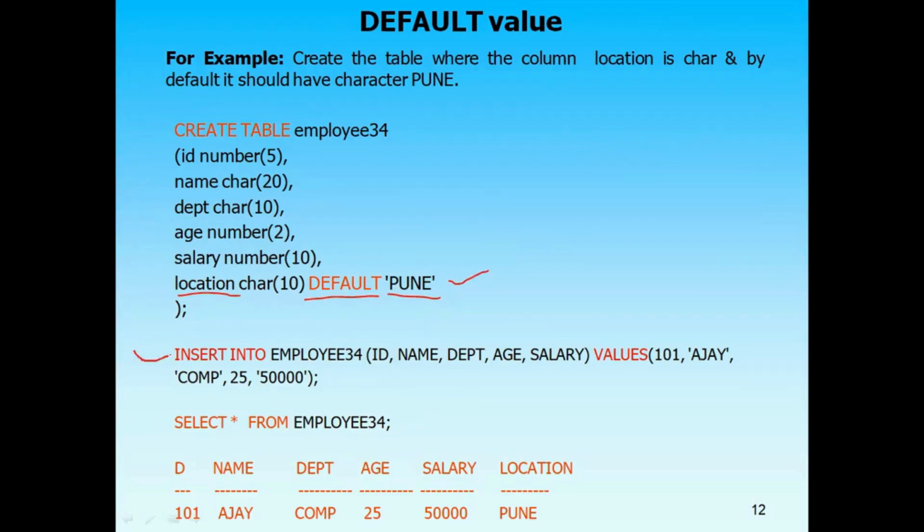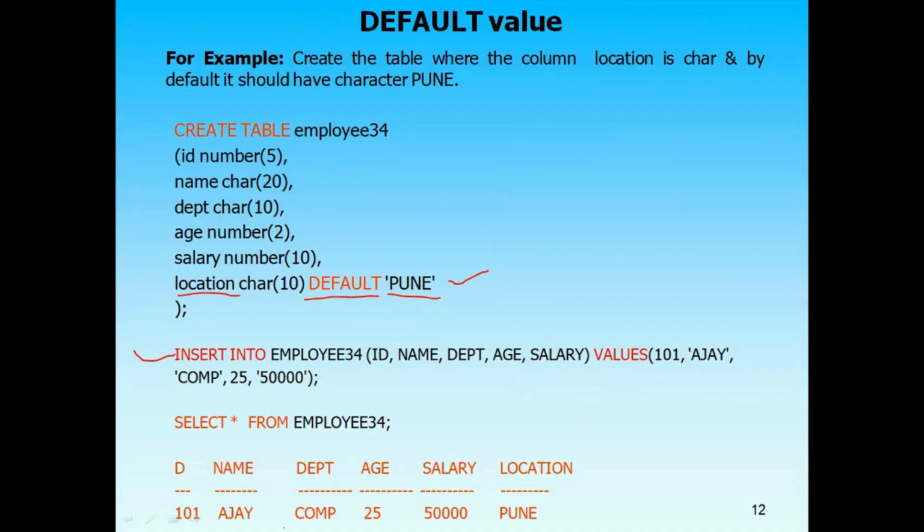When you insert data into the table, here is the statement for inserting the data. I am inserting a new record into the employee table. What fields am I inserting here? ID, name, department, age, and salary. Location I have skipped, meaning I'm not inserting the location value. The values are 101 as the employee ID, name Ajay, computer department, age 25, and salary 50,000.